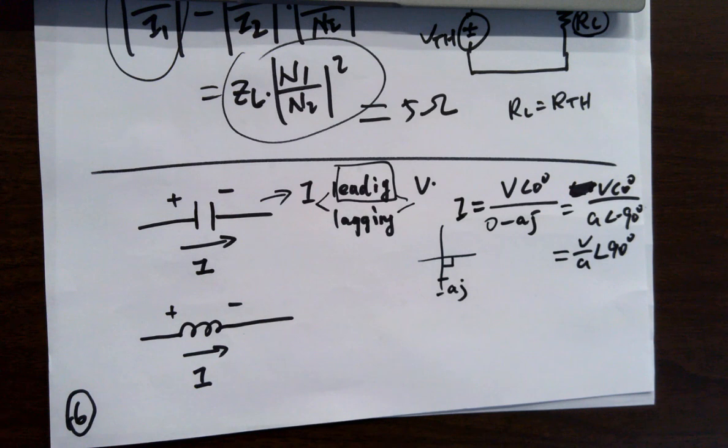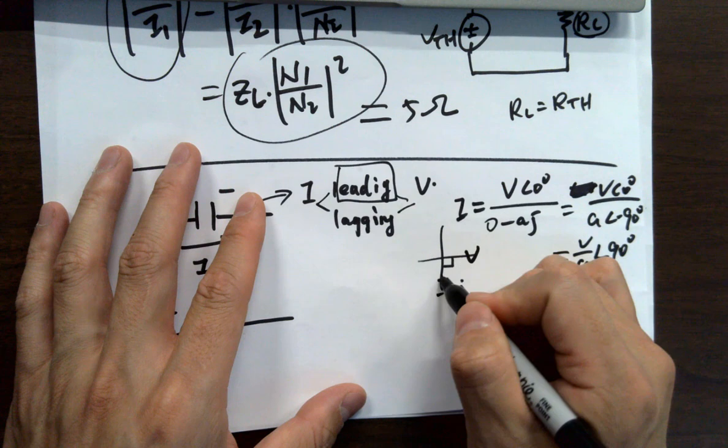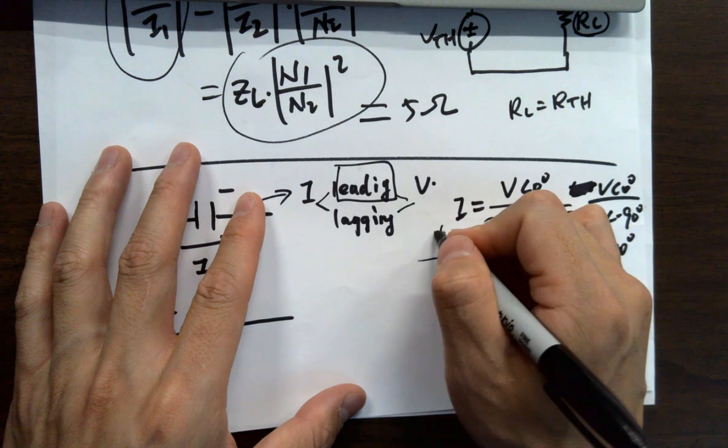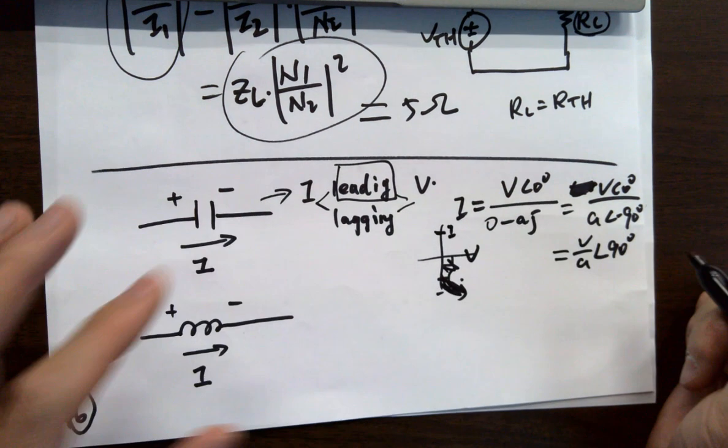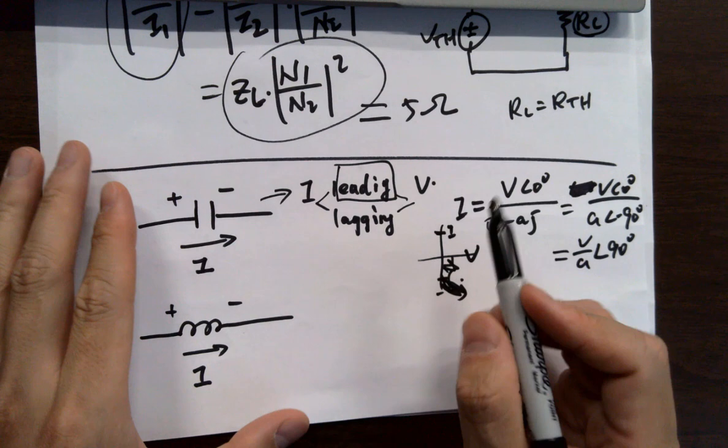So the voltage is what? 0 degrees. So if you got a voltage here, and the current is over here for the capacitive circuit. So for a capacitive circuit, current is always leading, right? Current is always leading.